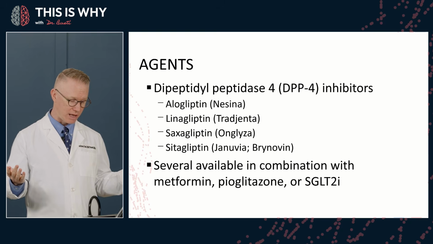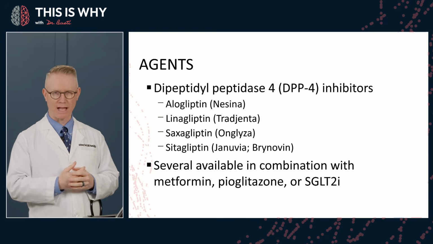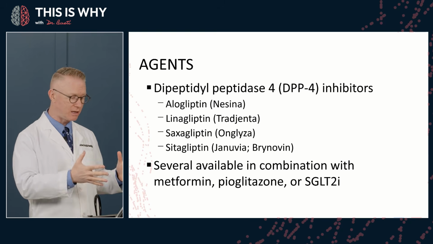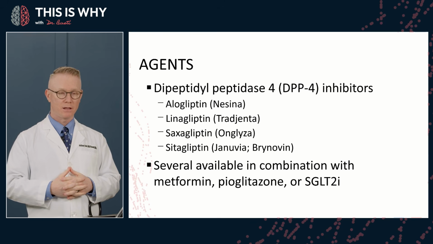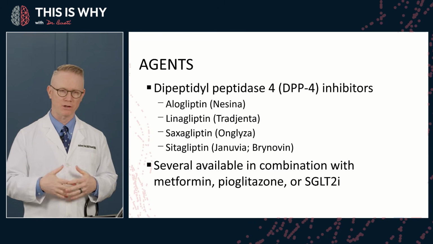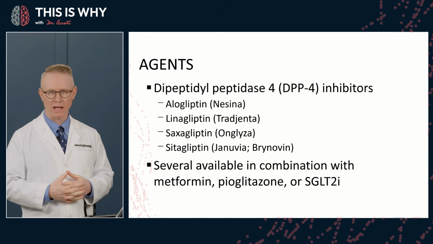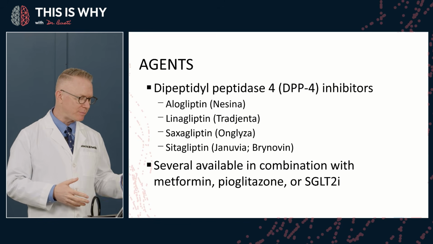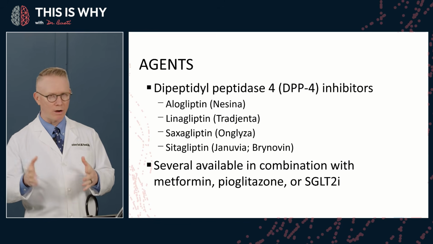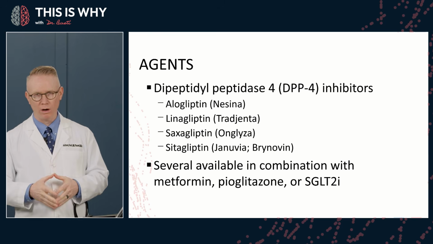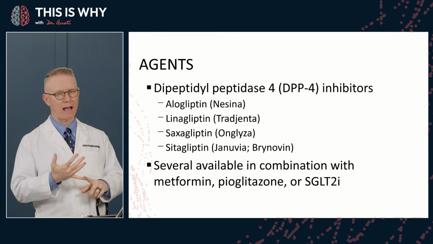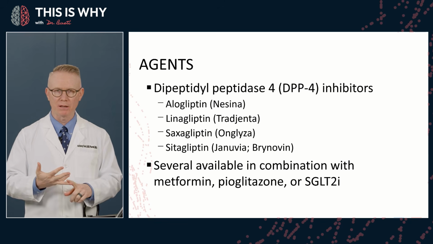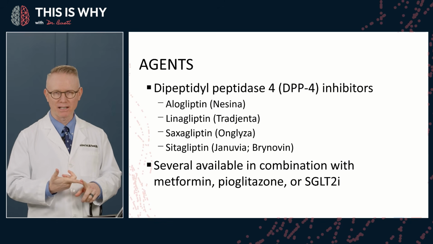All right, let's now dive into the agents, okay? We do have several in this class compared to other drug classes where maybe there are not. So when you see a lot of drugs in a drug class, that tells you something, that there's some value point that they offer. So dipeptidyl peptidase 4, DPP-4 inhibitors. Okay, we have Alogliptin, Linagliptin, Saxagliptin, and Sitagliptin.